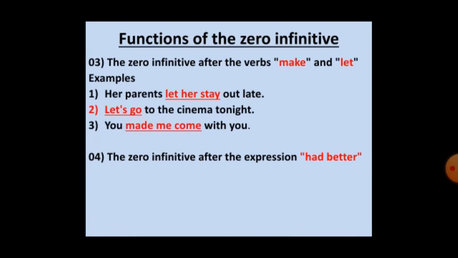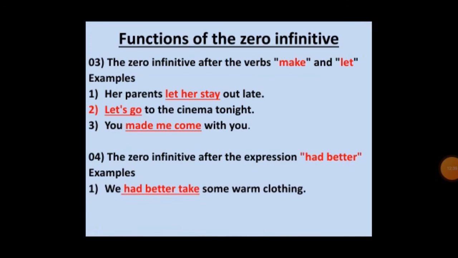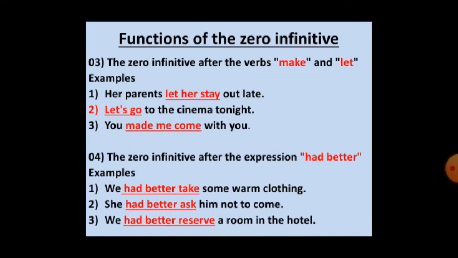And the fourth use of zero infinitive: if we have the expression had better, it means that it is better to do this thing than that one. So here comes the example: we had better take some warm clothing. So you see students, when we use the phrase had better, we do not use to infinitive but zero infinitive. She had better ask him not to come. Okay, and we had better reserve a room in the hotel. Okay students, these all are our four functions of zero infinitive.